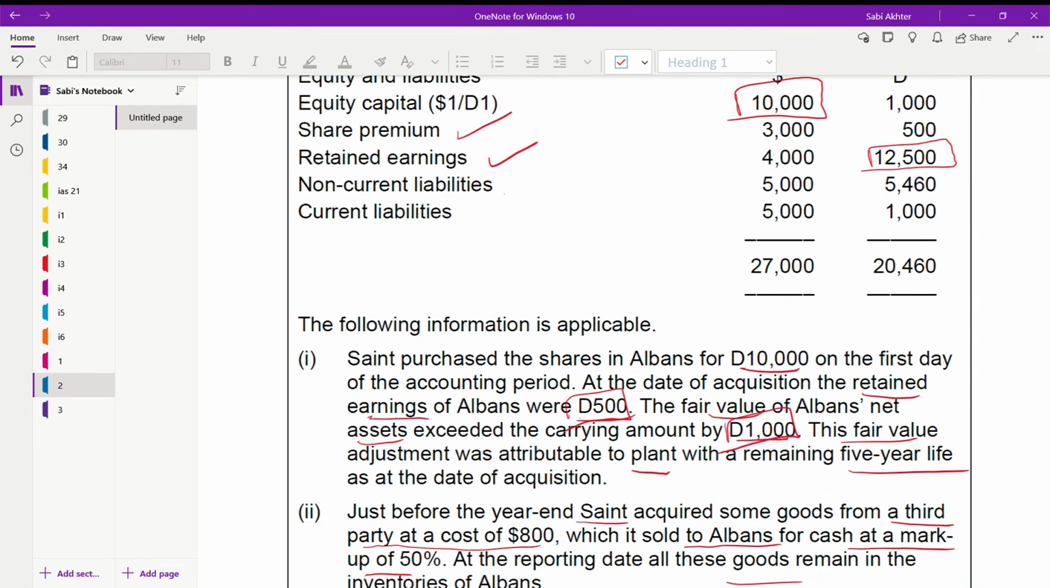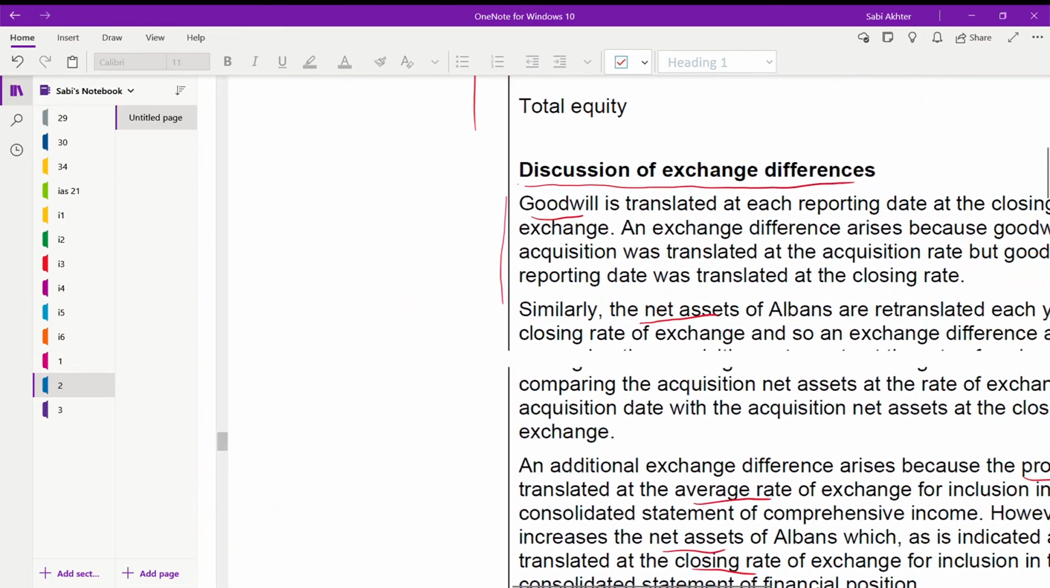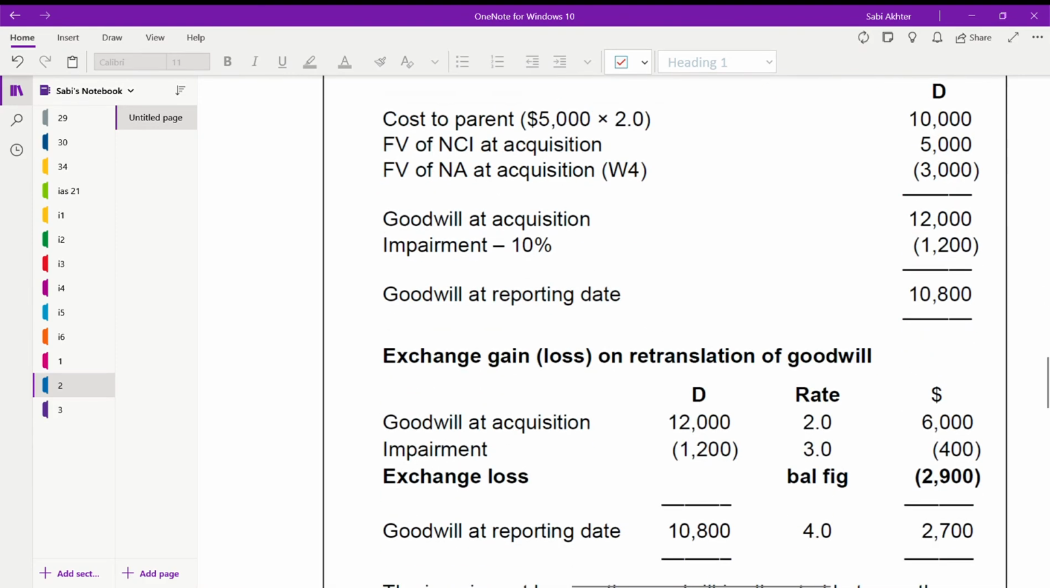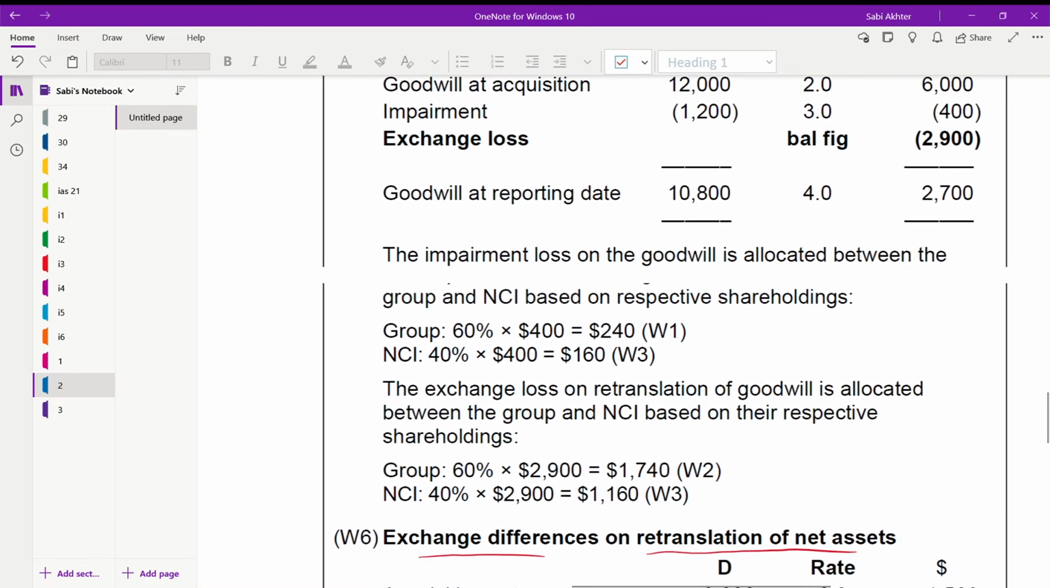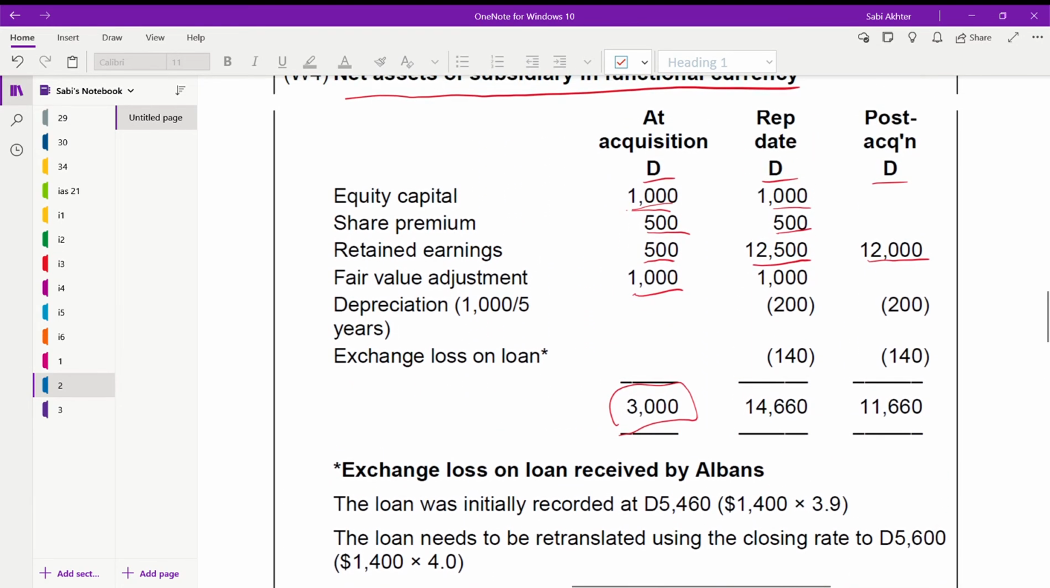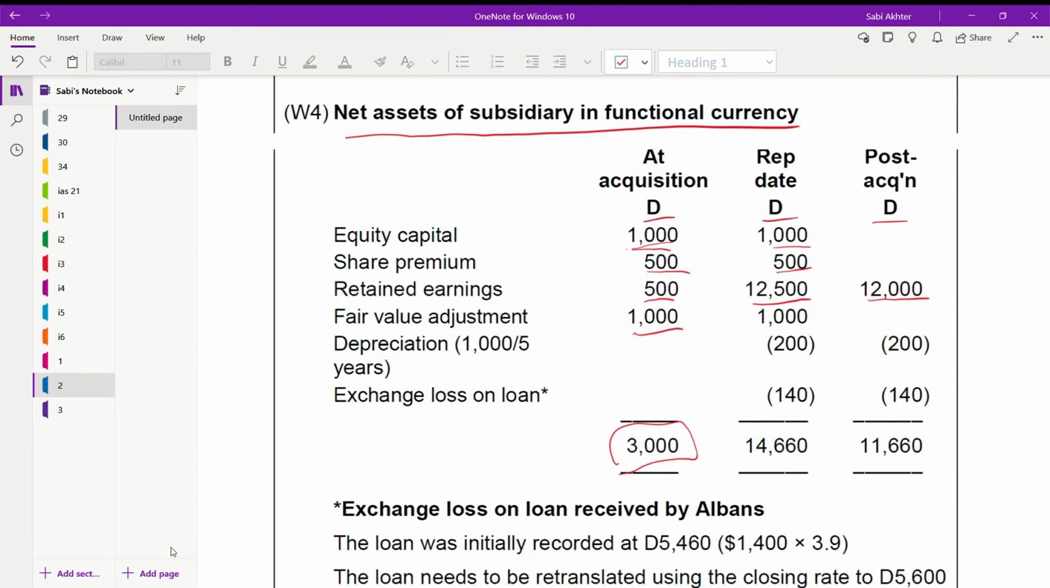Usually they give you the net asset figure, and the balancing figure goes as the fair value adjustment. They give this figure, normally the 3,000, and they tell you that the balancing figure is the fair value adjustment. But in this case, they have given you the fair value adjustment itself. So this fair value adjustment will come at the reporting date also. Don't forget that. And depreciation will go at the reporting date only, nothing in the acquisition date. So that 1 million divided by 5 years. They have given you the number of years. Hence, here you have to divide, minus 200.